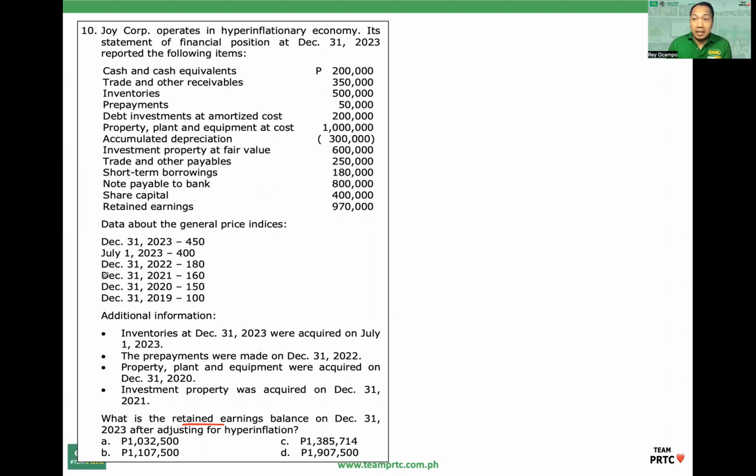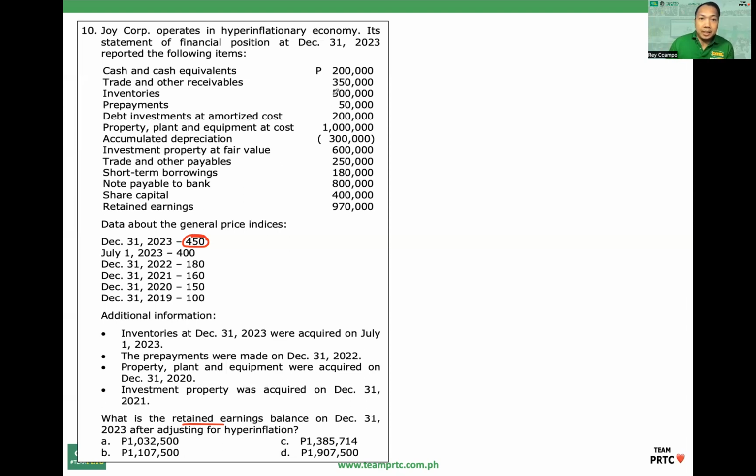Is it already in year-end peso? Yes. Okay. Not restated. If no, restate. How? By applying the general price index. So, the numerator, in case we restate this one, is the general price index at the end of the reporting period.